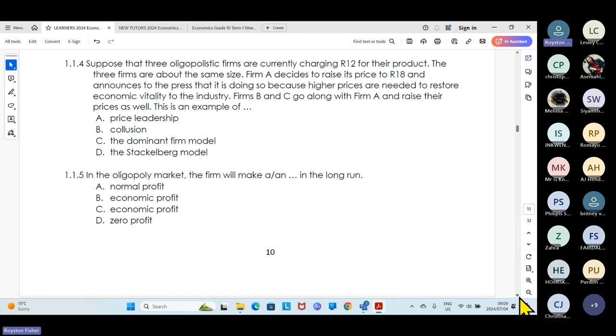Right. So 1.1.4. Suppose that three oligopolist firms are currently charging 12 rand for their product. The three firms are about the same size. Firm A decides to raise its price to 18 rand and announces to the press that it will be doing so because higher prices are needed to restore the economic viability to the industry. Firms B and C go along with firm A and raise their prices as well. And this is an example of A, price leadership, B, collusion, C, dominant firm market, and then D, Stackelberg model. So let us look at your answers.